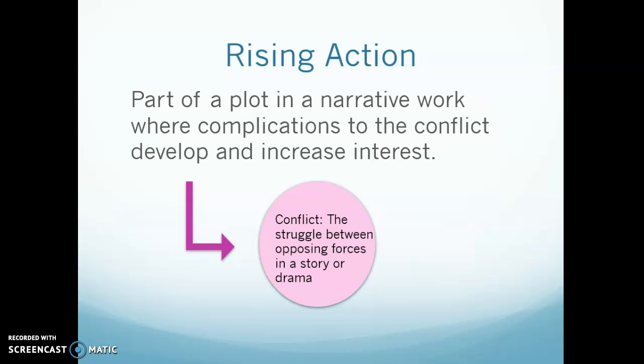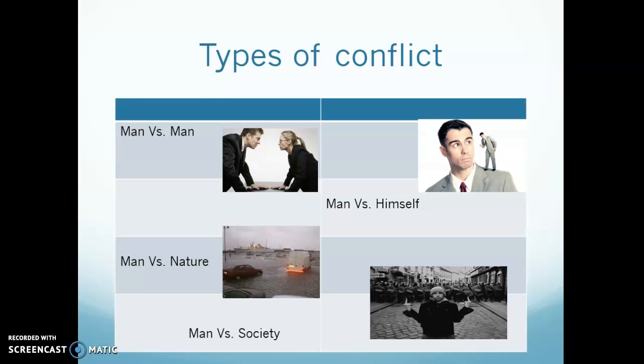The rising action is the part of a plot in a narrative work where complications to the conflict develop and increase in interest. This rising action is formed by conflicts. And a conflict is the struggle between opposing forces in a story or drama. There are four main types of conflicts. In a story, you can find that the main conflict was man versus man, man versus himself, man versus nature, like in The Day After Tomorrow, and man versus society.